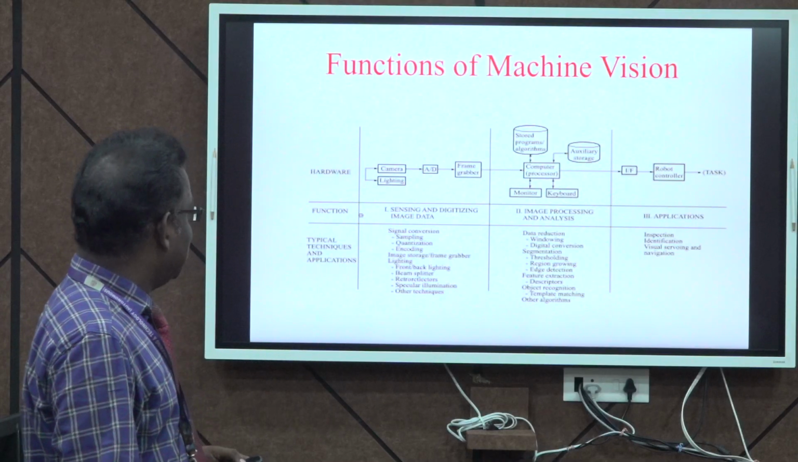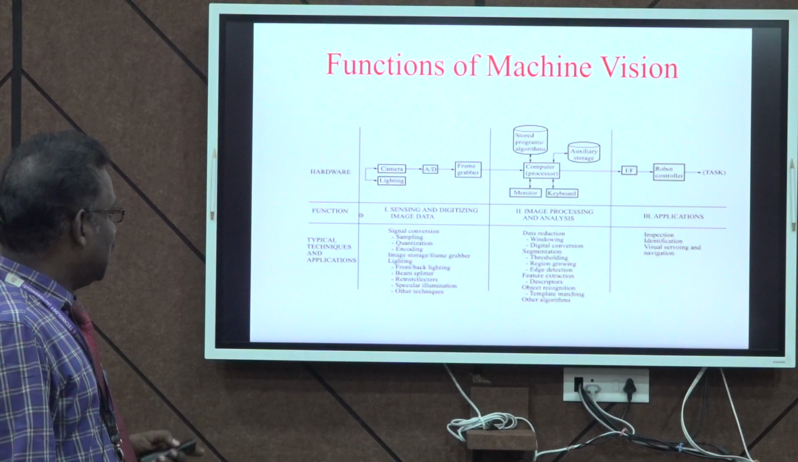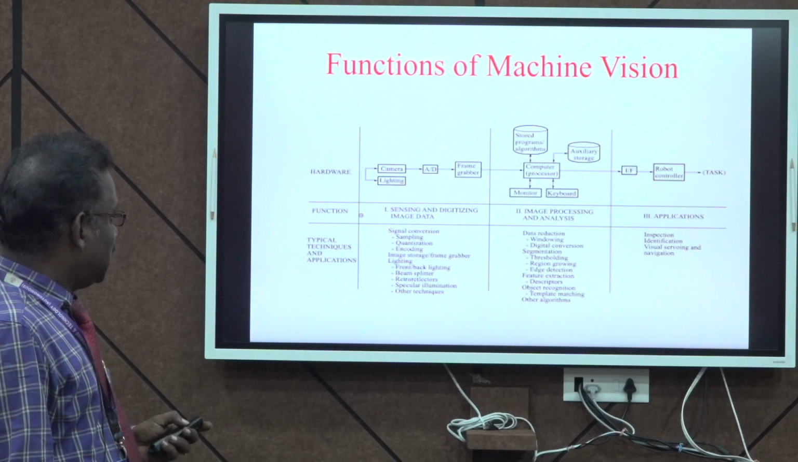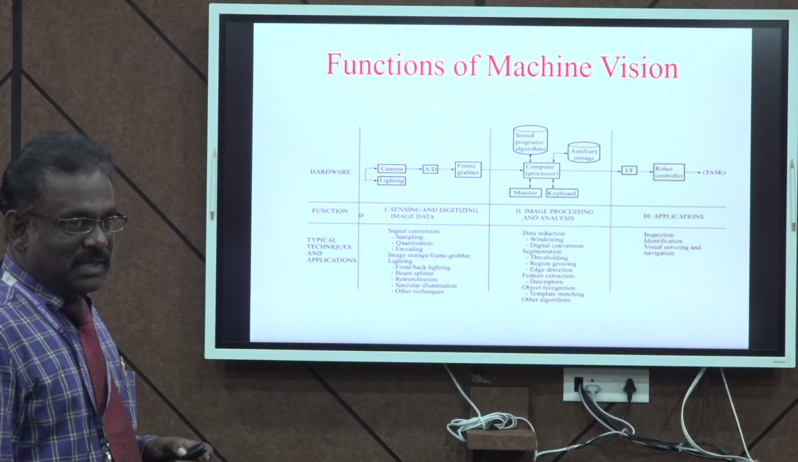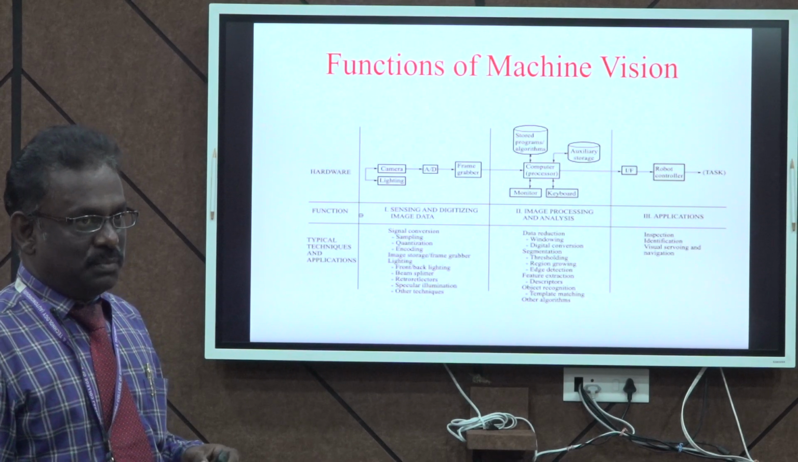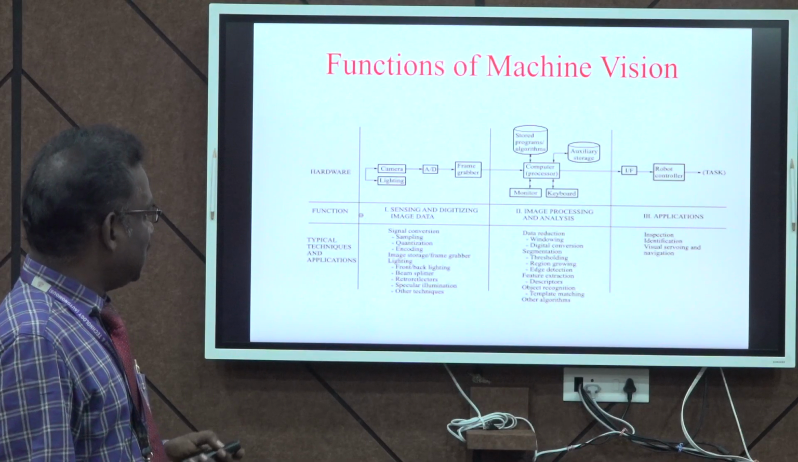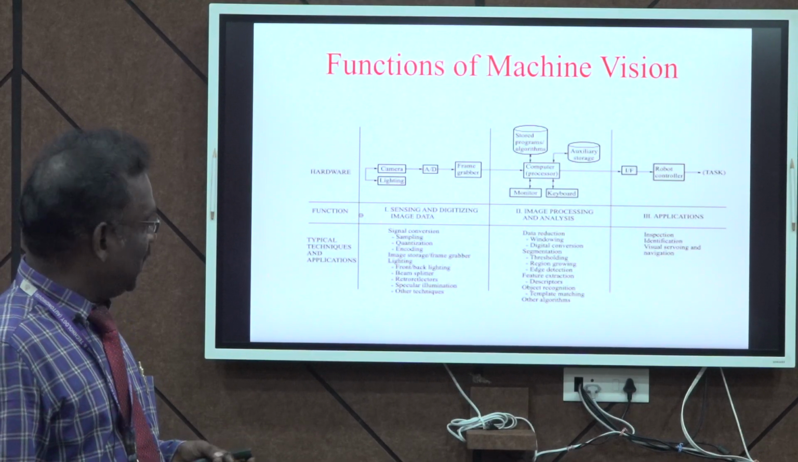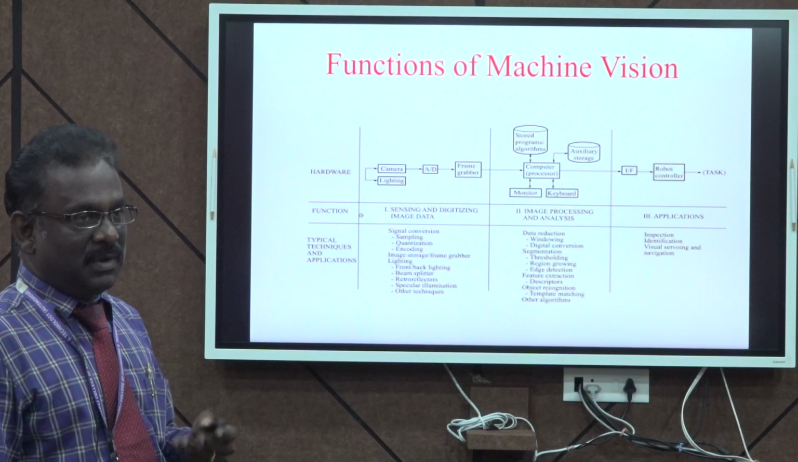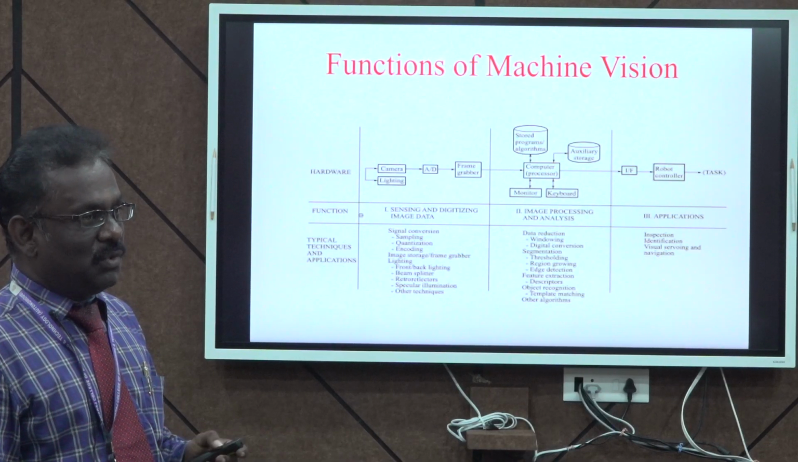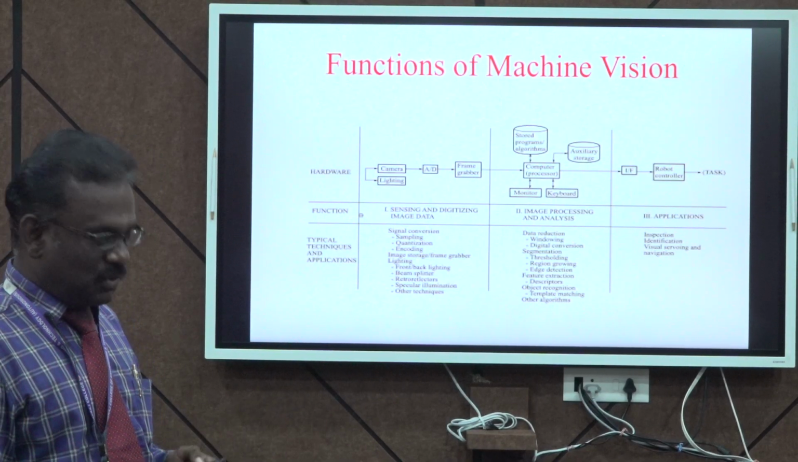And the second function of this machine vision system is image processing and analysis. The hardware involved in these steps are the computer, equipped with a monitor and keyboard, auxiliary storage, as well as certain programming software to process the algorithms. And the third function is application. The application may be inspecting a part or identification of a part, or it may be used for visual surveying as well as navigation of robots inside the industry without any human intervention.